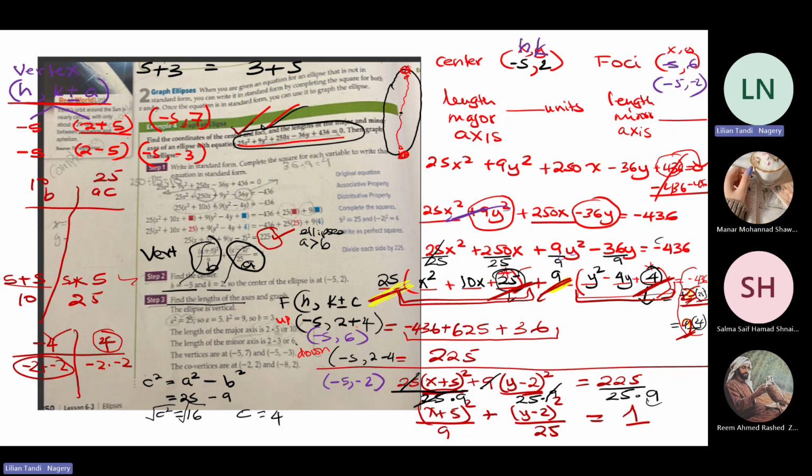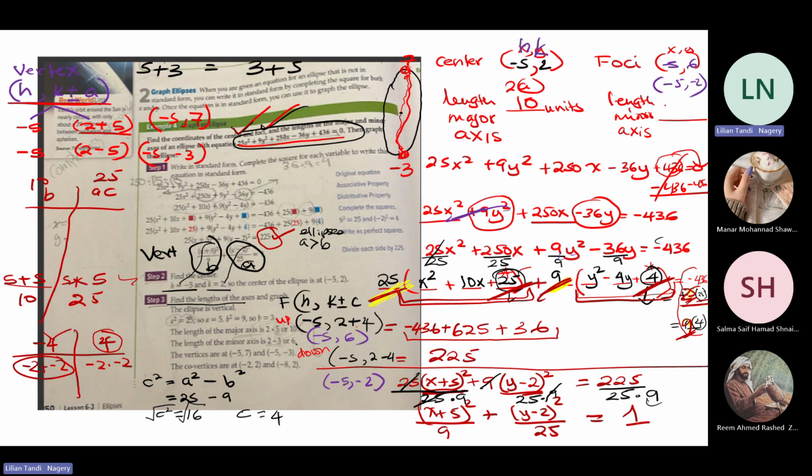We agree up to here? We found our vertices, yes? Now, this is 7 and this is -3. What is the distance from 7 to -3? 10. So the question asked us what's the length of the major axis? That will be 10, or 2A. Or 2 times A. Very good.